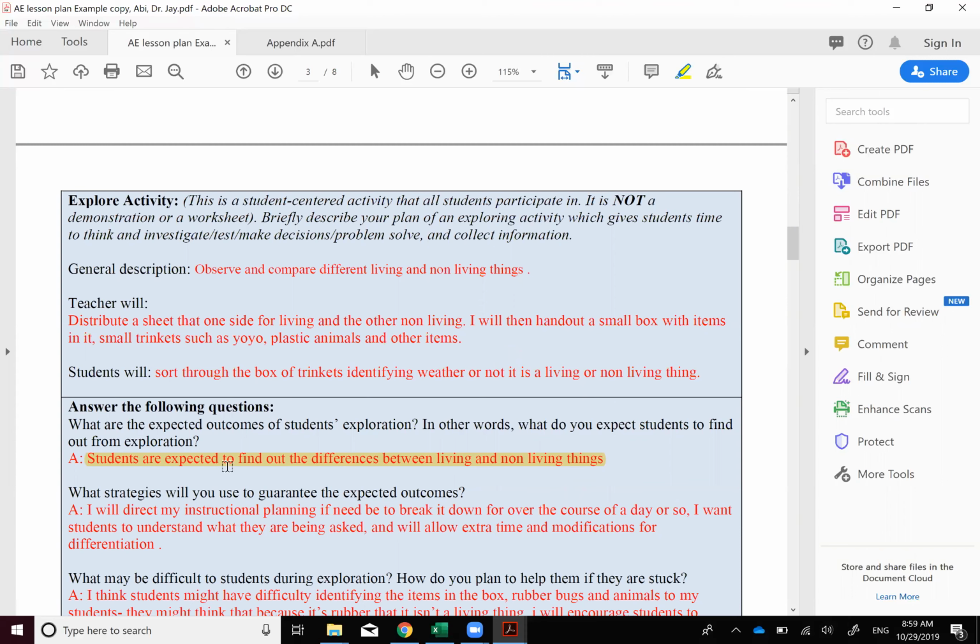Next: students are expected to find the differences between living and non-living things. There is no suggestion here, meaning this is something you have to change. Be specific. What do you want students to find out? What differences? Breathing? Or moving? Something you want them to find out from the items you provide. Like a yo-yo also moves, but it's non-living. So what differences do you want them to find out?